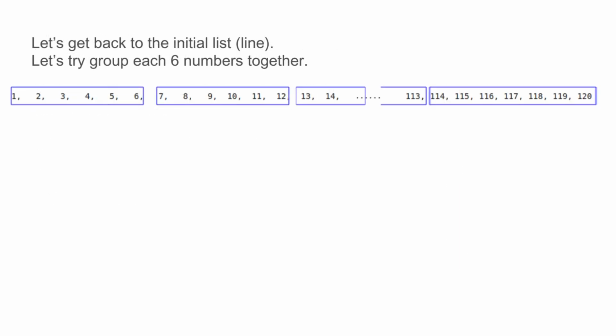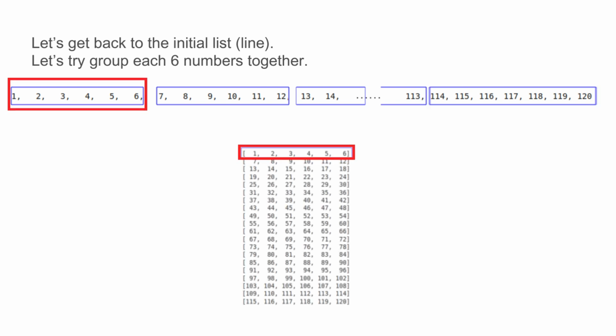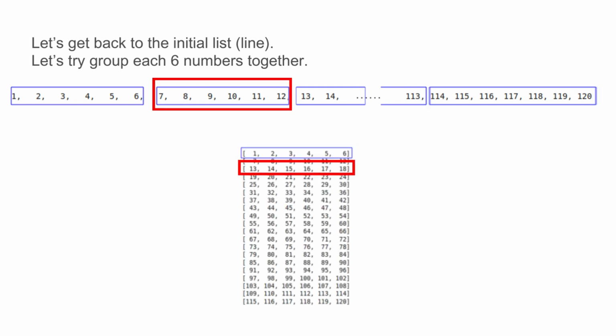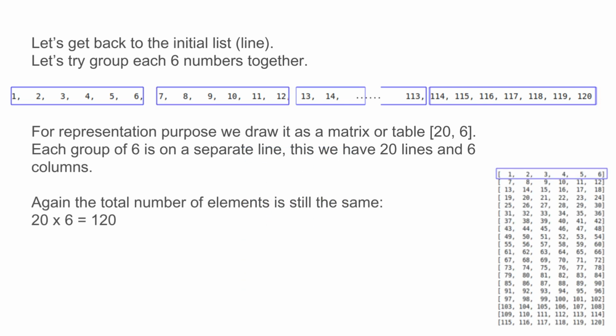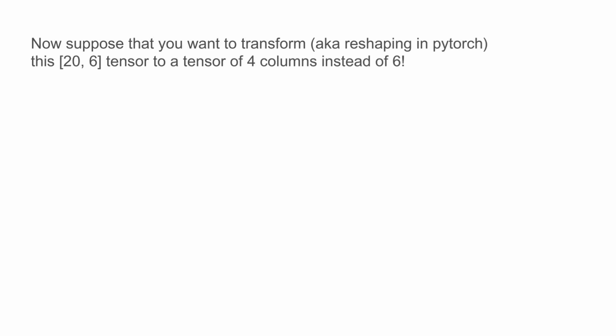Let's keep going. Let's go back to our original list, a single line of numbers. Now, what if we group every 6 numbers together? For better visualization, we can reshape it into a table or matrix with a shape of 20 by 6. This means we now have 20 rows and 6 columns, where each row contains 6 numbers. But here's the key point. The total number of elements hasn't changed. It's still 120. Now, what if we want to reshape our 20 by 6 tensor into a new tensor with 4 columns instead of 6? In PyTorch, this process is called reshaping, and it allows us to restructure tensors while keeping the total number of elements the same.